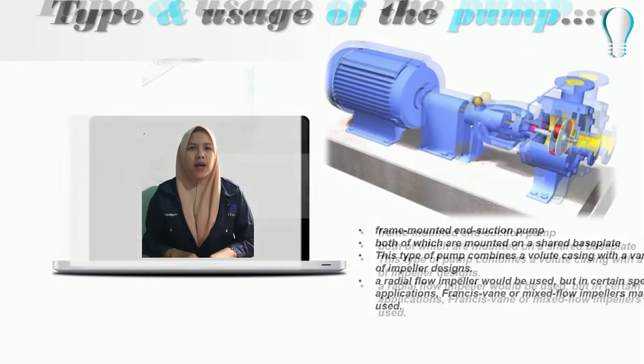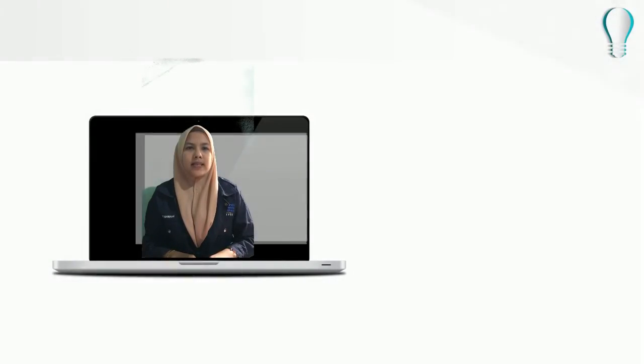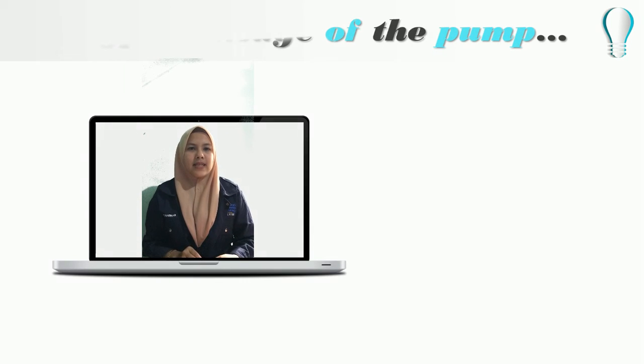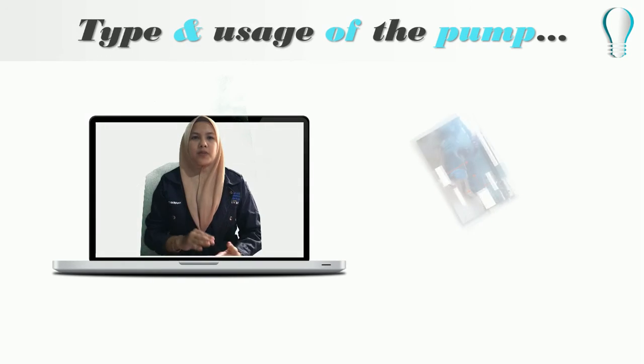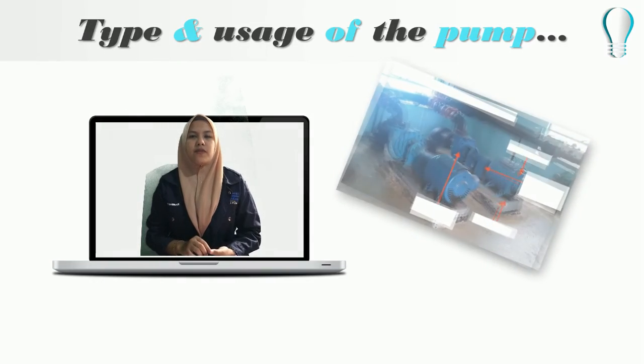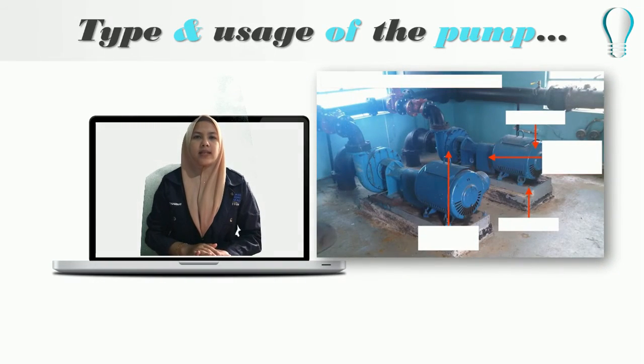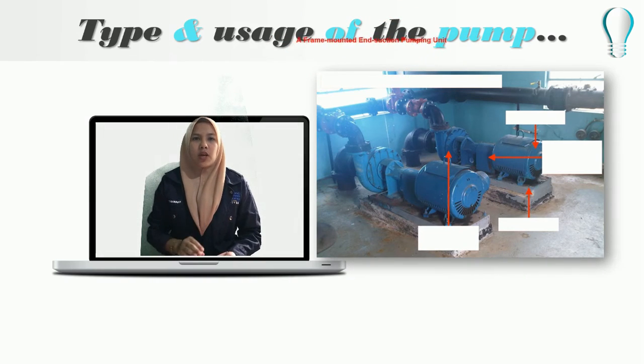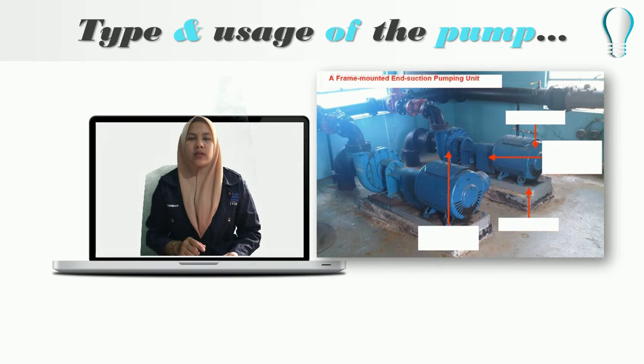This type of pump combines a volute casing with a variety of impeller designs. Most typically, a radial flow impeller would be used, but in certain specialty applications, Francis vane or mixed flow impellers may be used. Specialty designs are often fit with unique impeller designs, allowing end suction pumps to be used in solids handling applications such as pumping municipal and industrial wastewater.